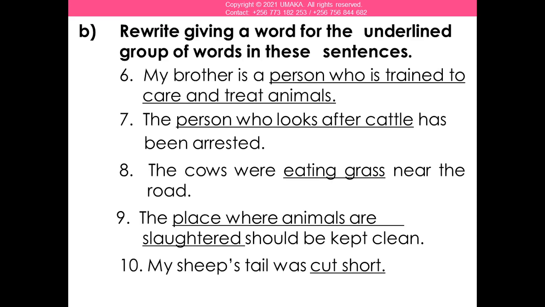Number 8, the cows were eating grass near the road. Eating grass, give one word. Rewrite giving a word to mean eating grass. And number 9, the place where animals are slaughtered should be kept clean. Place where animals are slaughtered. Give one word. As you rewrite, give a word to mean those words that are underlined. Then lastly, my sheep's tail was cut short. Cut short. Give one word. As you rewrite, give a word to mean the same as cut short.